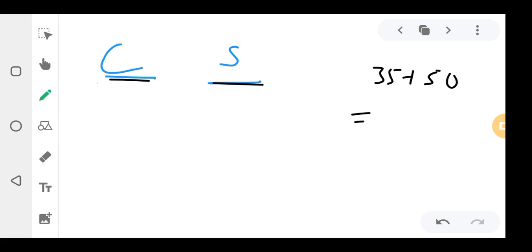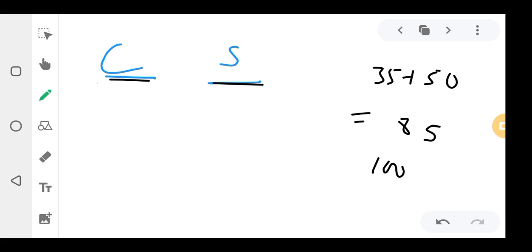What is 35 plus 50? That is 85. It's not amounting to 100. Whenever it's not amounting to 100, the way you solve is different. Remember, the other ones were amounting to 100. When it's not amounting to 100, what you do is you subtract from 100.